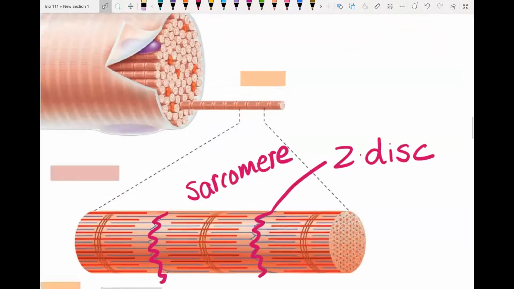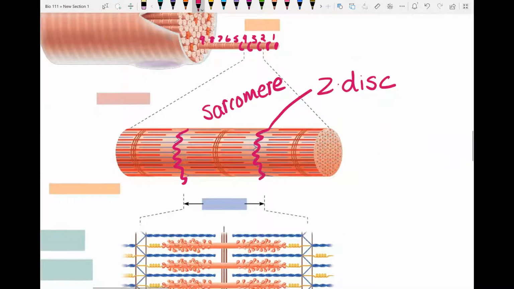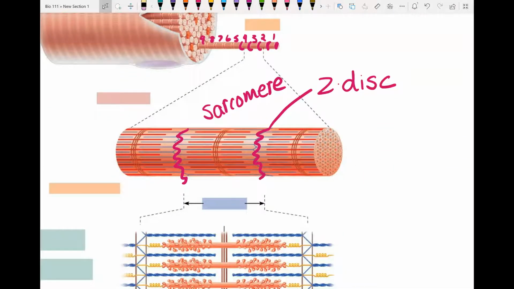So if we look at this picture up here, there's the borders of a sarcomere, there's another one, there's another one, there's another one. Like here's 1, 2, 3, 4, 5, 6, 7, 8, 9. There's 9 sarcomeres shown there. Okay, here we're looking up close at one of them.